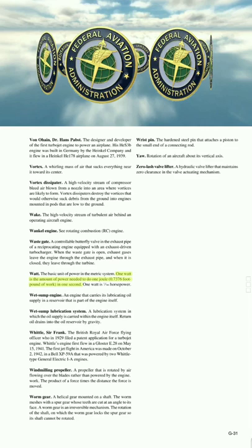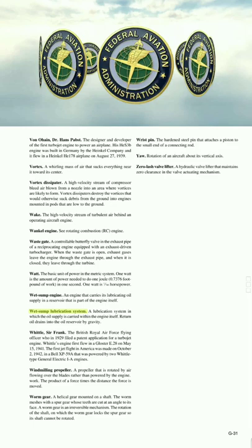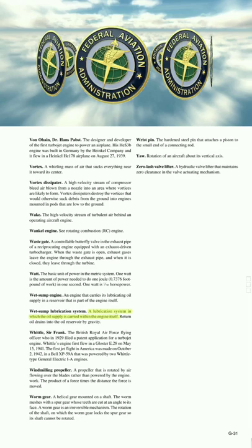Wet sump engine. An engine that carries its lubricating oil supply in a reservoir that is part of the engine itself. Wet sump lubrication system. A lubrication system in which the oil supply is carried within the engine itself. Return oil drains into the oil reservoir by gravity.